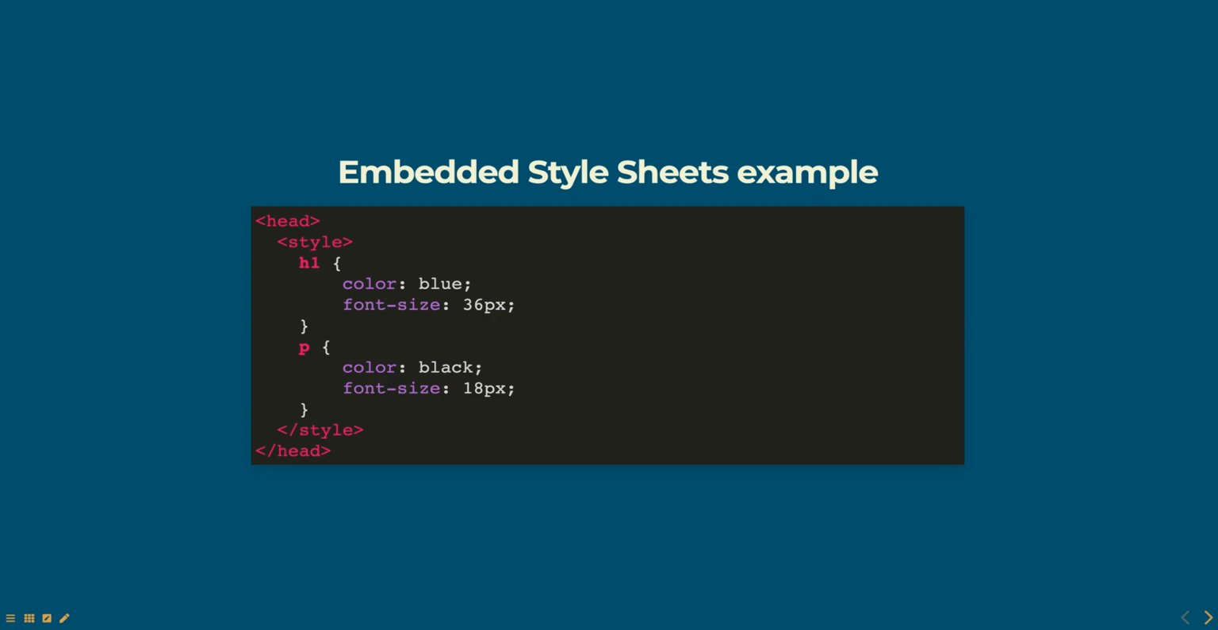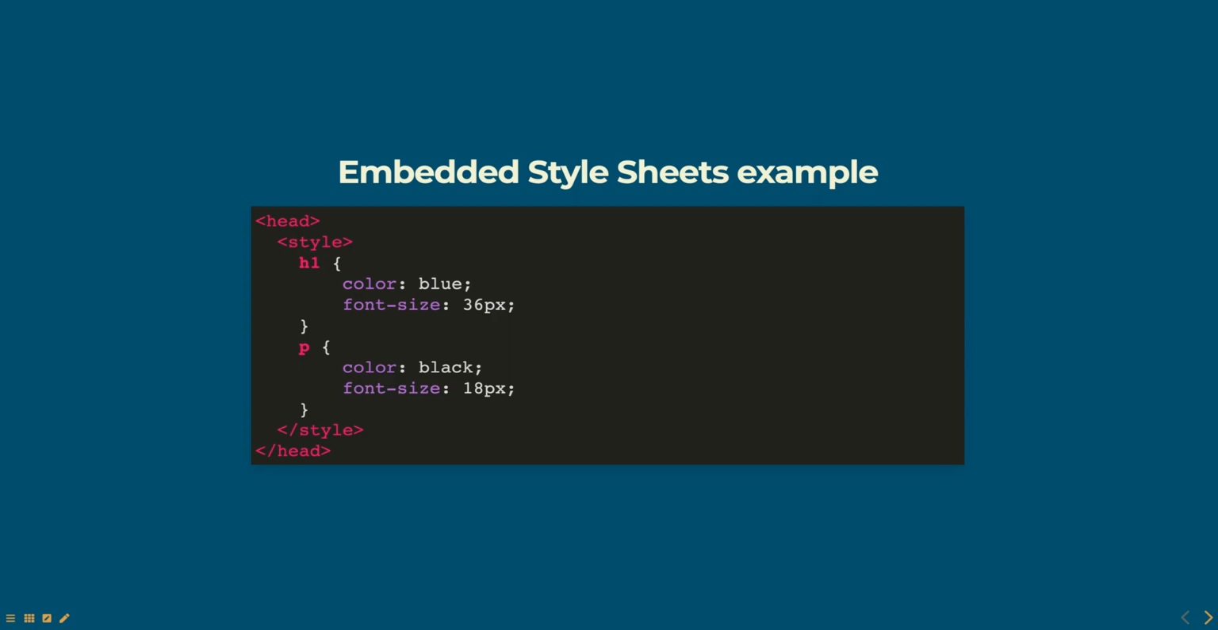Embedded style sheets are useful when you want to apply styles to multiple pages within the same website, as the styles are defined in one central location and can be easily reused throughout the website.